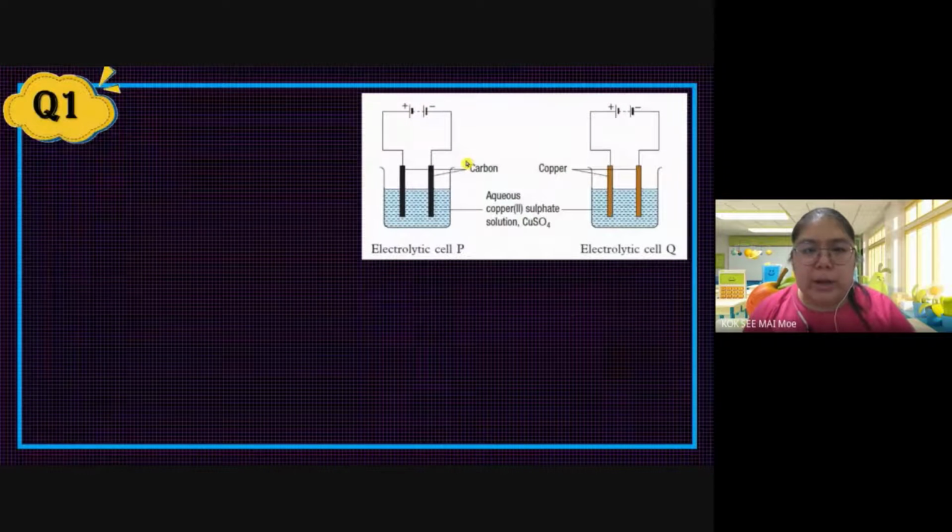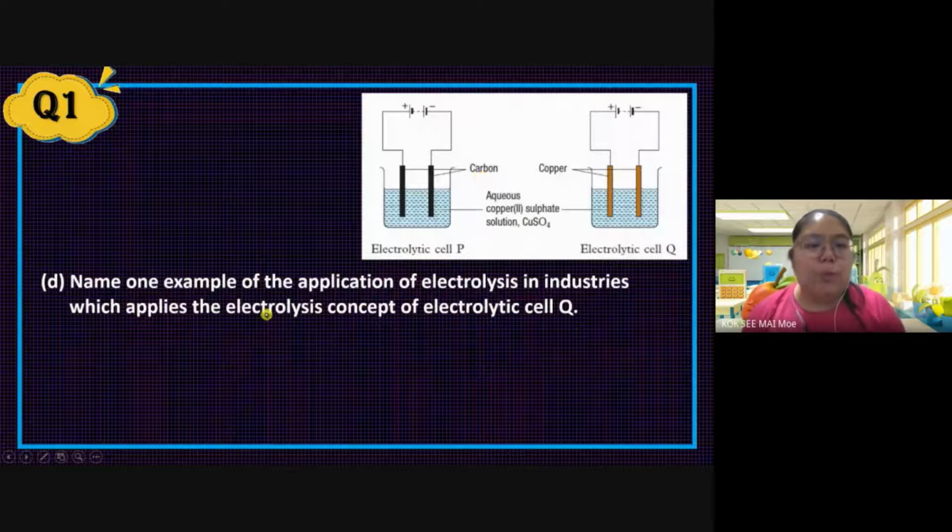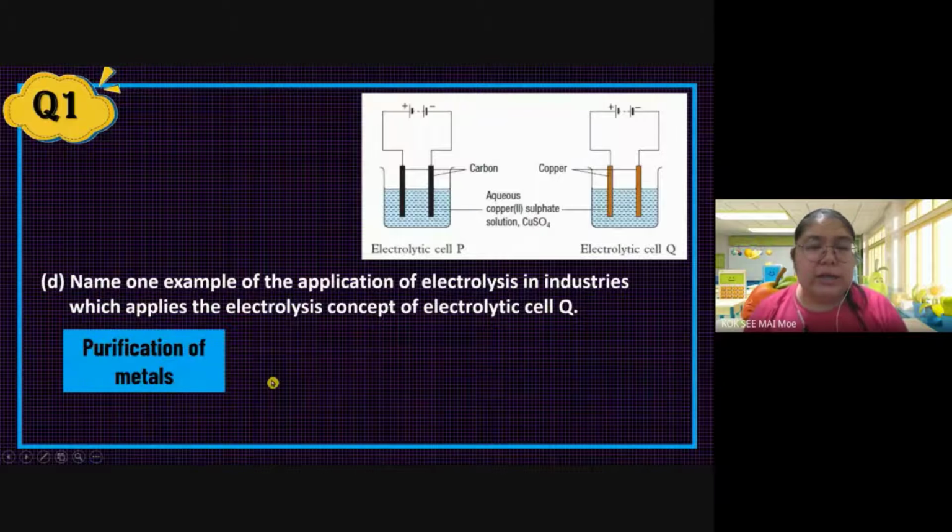Okay, then question 1 again. Name one example of an application of electrolysis in industry which applies the electrolysis concept of electrolytic cell Q. Just now for cell Q, what application are we using? The application is purification. I told you the copper becomes thicker, the pure one, and the impure one becomes thinner. So this one is used for purification.